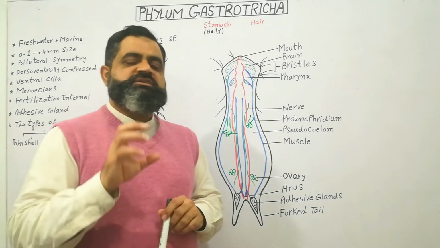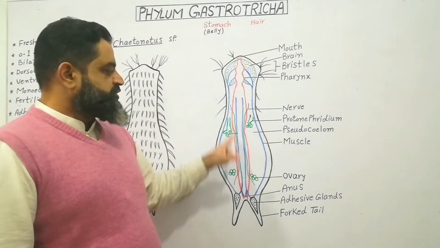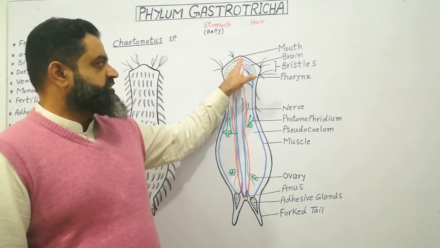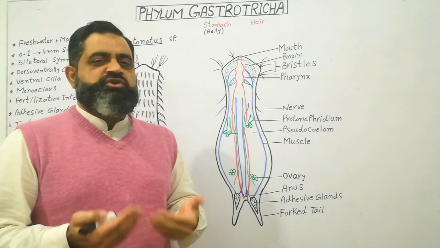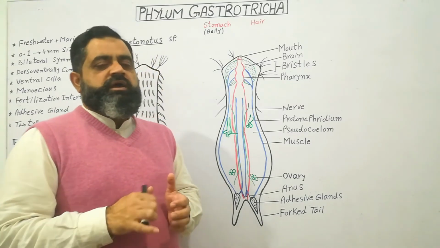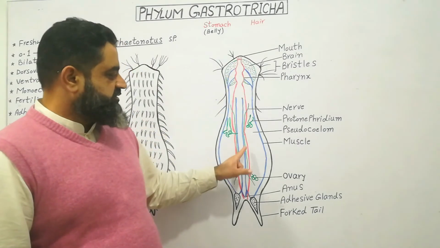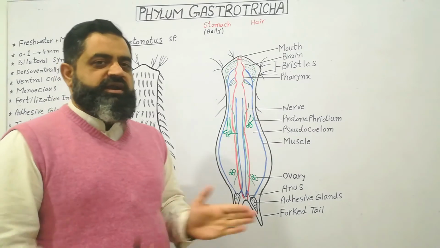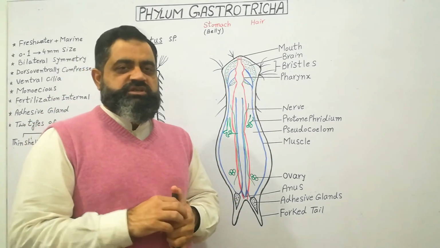Now we are going to discuss the nervous system. If we look at the diagram, the green portion shows the nervous system. On the anterior side of the body, right over here, this is a brain. This brain contains ganglia. As you know, ganglia are groups of neuron cell bodies which act like a brain, and there are two lateral nerves, one on the right side and one on the left side. These lateral nerves present on both sides of the body act as coordination between different parts of the body.